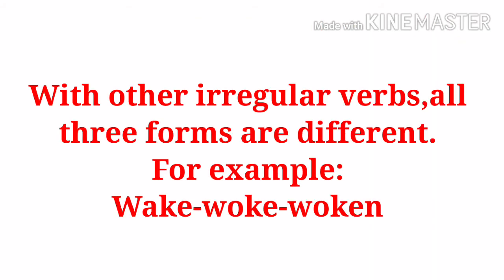With other irregular verbs, all three forms are different. For example, wake, woke, woken. Here, the infinitive form is wake, the simple past form is woke, and the past participle form is woken. We have seen in this example that the three forms of the verb are different. It means the infinitive form is different from the simple past form, and the simple past form is different from the past participle form. Such kinds of verbs are called irregular verbs.